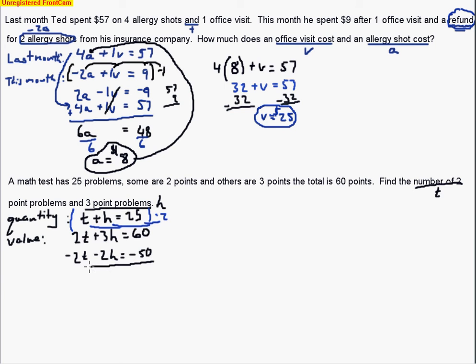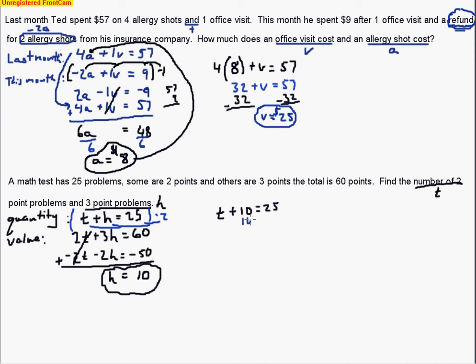And the great thing about this problem is once I do this, I've got my answer for H, because look, the T's canceled out. That's what I wanted to happen. 3H minus 2H makes H. And so we've got it solved for. All we have to do is subtract 50 from 60, and there it is, 10. 10 3-point problems. So all you have to do from there is substitute back into that quantity equation. T plus H, which is 10, equals 25. Go ahead and do that subtraction of 10 from both sides, and you get your answer.